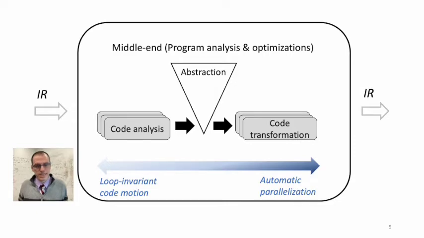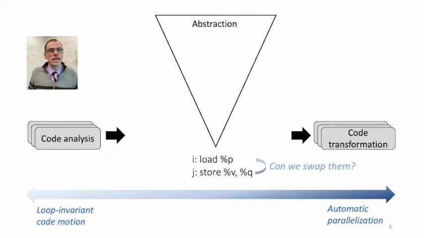So let's look at an example of an abstraction that is currently used by code transformations. Let's imagine that a code transformation needs to move a store instruction before a load. Such a transformation needs to know whether it is safe to do so or not. Instead of creating an ad hoc code analysis, we can use the alias abstraction in LLVM.